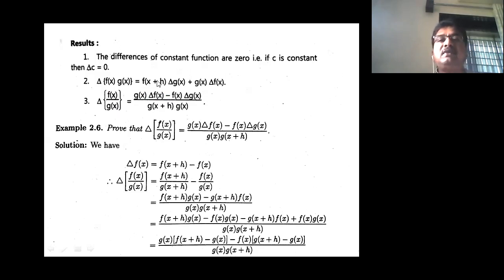So we have to prove these two rules. The proof for the second rule and the proof for the first rule remain for homework.